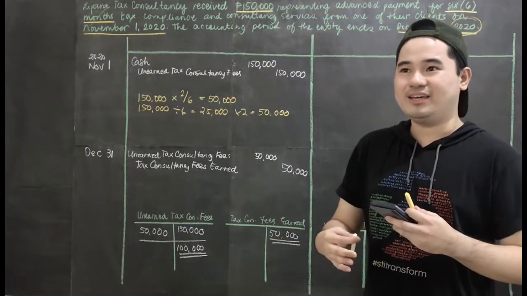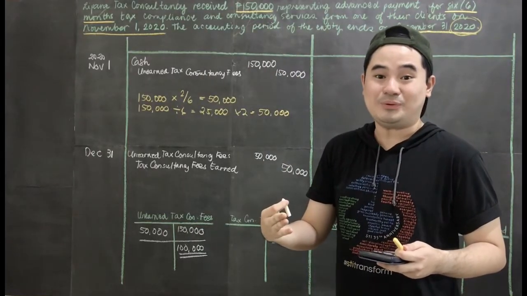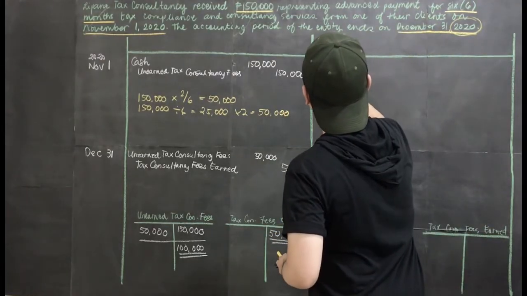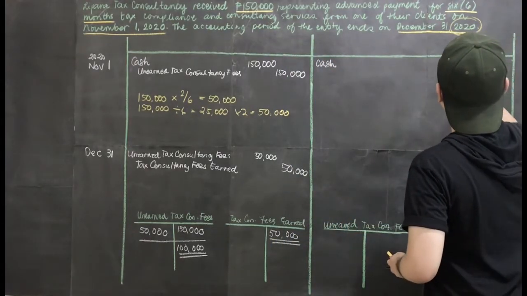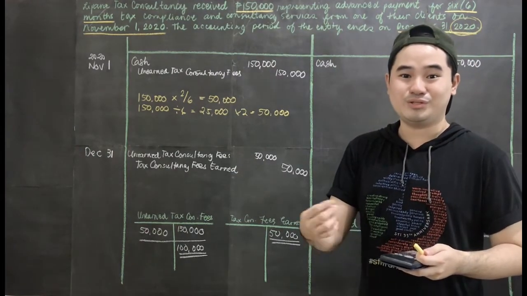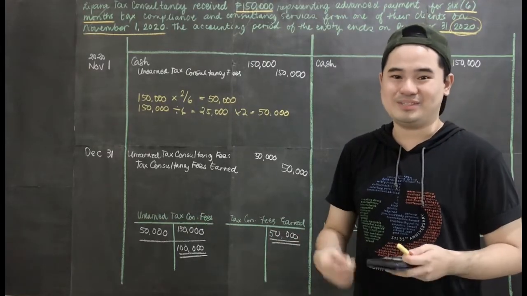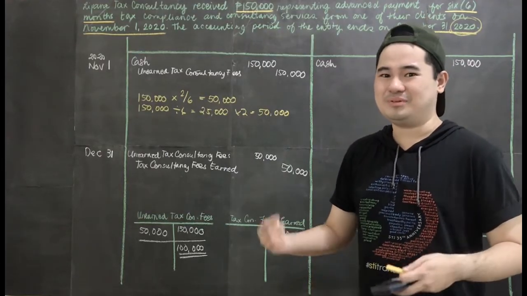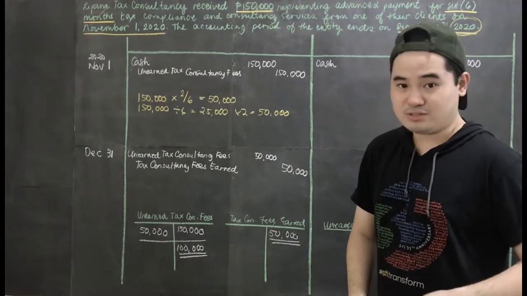Some companies may do it like this. Although it's a violation of the revenue recognition principle, some companies would do it like this. We debit cash still for the amount of 150,000. But it is automatically recorded as revenue even though the service is not yet rendered to the customers. So it's a bit of a violation of the revenue recognition principle. But some companies do it like this. So we credit it directly to tax consultancy fees earned.